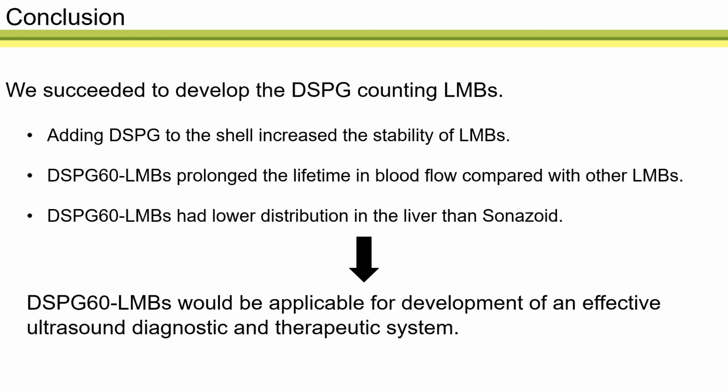This is the conclusion. We succeeded in developing DSPG-containing LMBs. Adding DSPG to the shell increased the stability of LMBs. DSPG60 LMBs prolonged the lifetime in blood flow compared with other LMBs. DSPG60 LMBs had lower distribution in the liver than Sonazoid. DSPG LMBs would be applicable for development of an effective ultrasound diagnostic and therapeutic system.